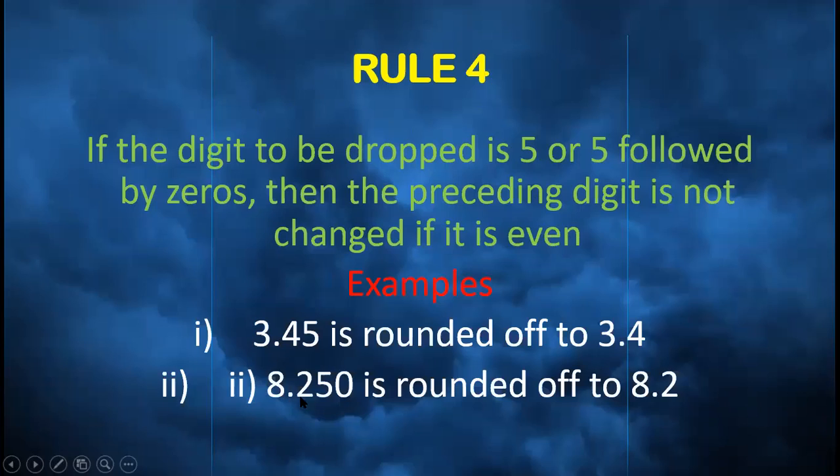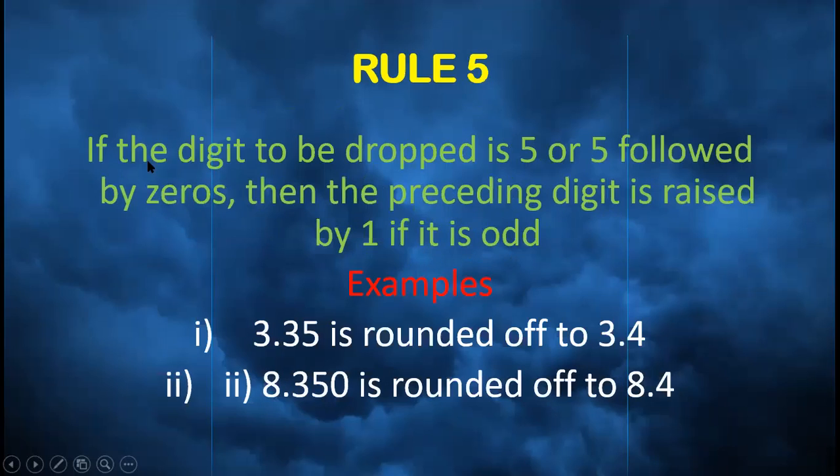Here it is 8.250. 5 followed by 0. But the preceding digit is an even number. So no change. So it is 8.2. So if the digit to be dropped is 5 or 5 followed by 0, then the preceding digit is not changed if it is even.